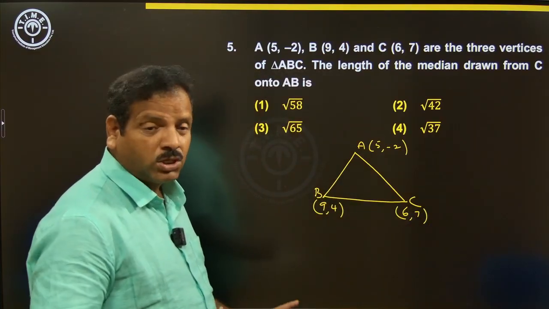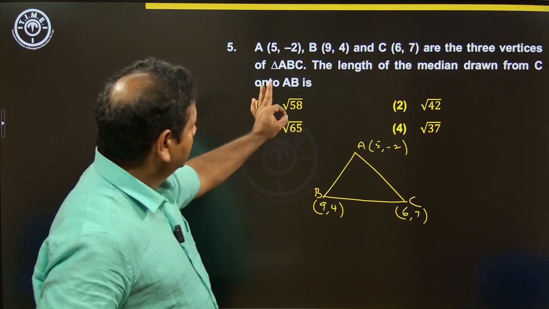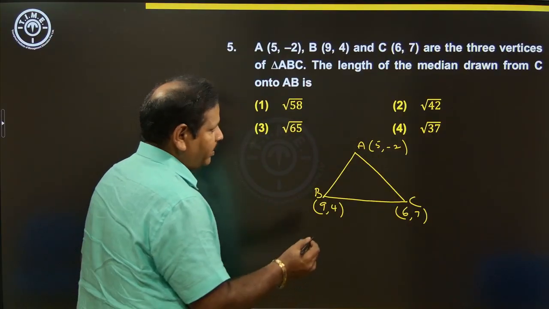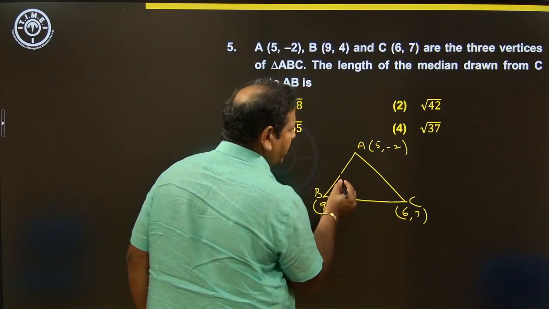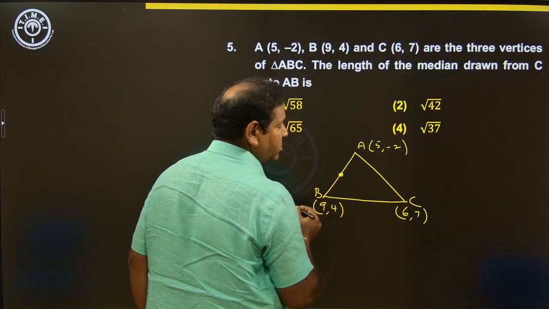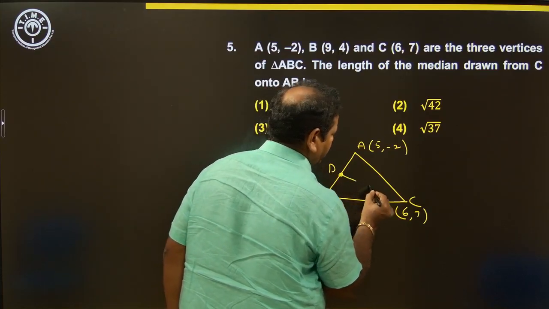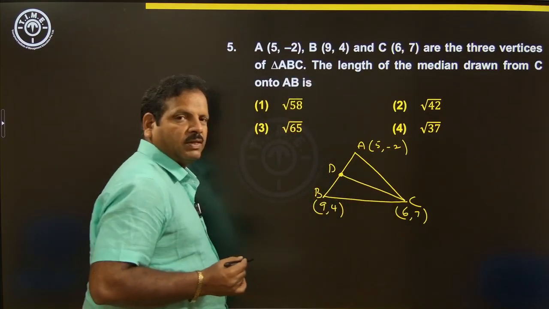So what is the question asking? The length of the median drawn from C onto AB. Length of the median drawn from C onto AB. That means join it with the midpoint of AB. AB midpoint I am taking as D. Join with this. What is the length of this one is asked.